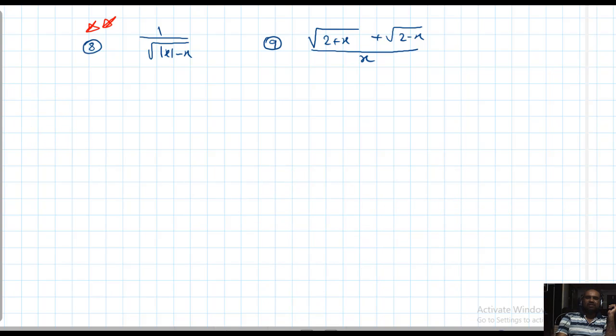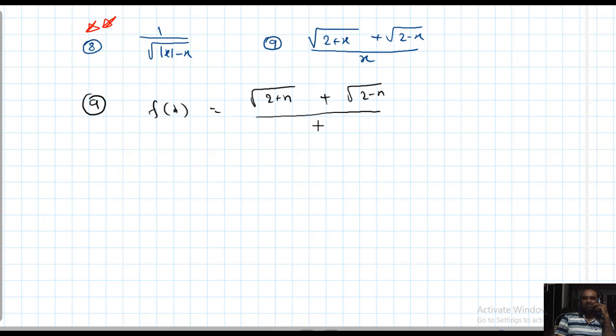Students, next, the ninth problem. The ninth is also interesting. f of x equals root of 2 plus x plus root of 2 minus x, divided by x. Observing the problem, you can say that x should not be 0, since if x equals 0 the fraction would be undefined. First, x is not equal to 0.